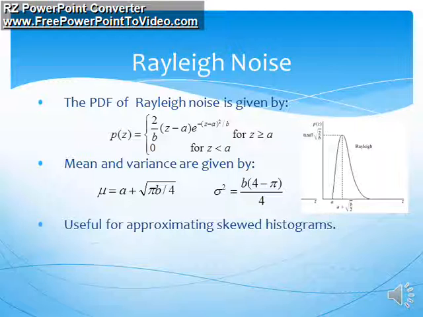If we calculate the mean, it should be mu equals a plus root over pi b by 4, and sigma square, that means the variance, is b multiplied by (4 minus pi) divided by 4. So this is very useful for approximating skewed histograms, and the plot has also been given here. We have to carefully see the corresponding equations for the probability density function, the mean and the variance, and also the image of the plotting.